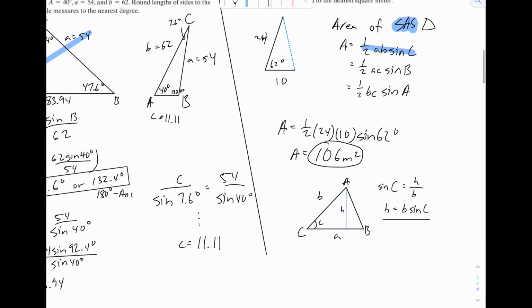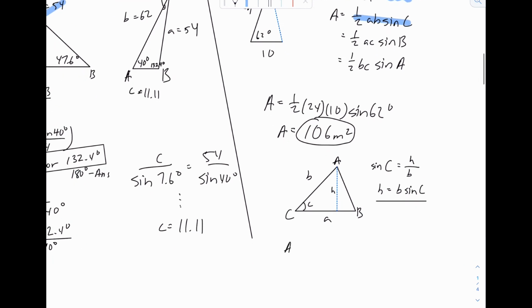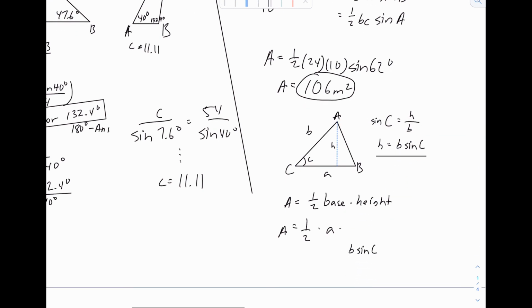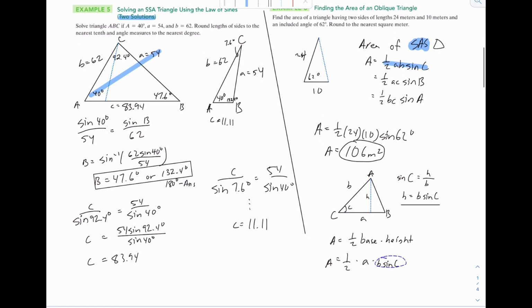Now you're probably wondering, why does that matter? Well, think about the area formula of any triangle is 1/2 the base times the height. We actually know the base. The base is right here, so that's A, and we just found the height right here, and look at that. That's the proof for the formula.